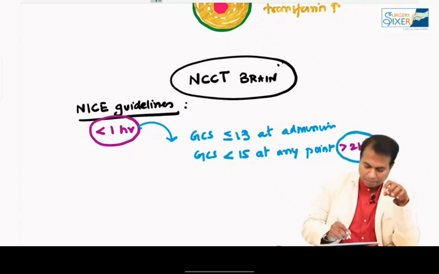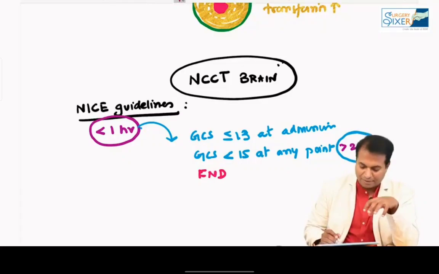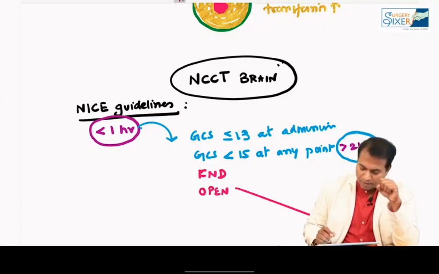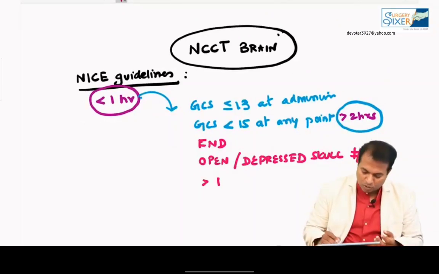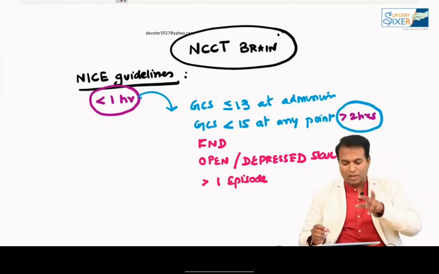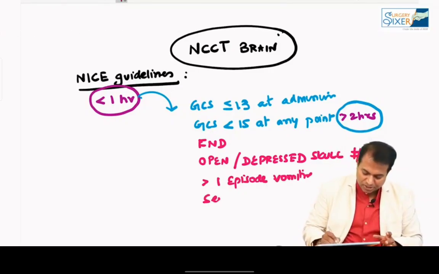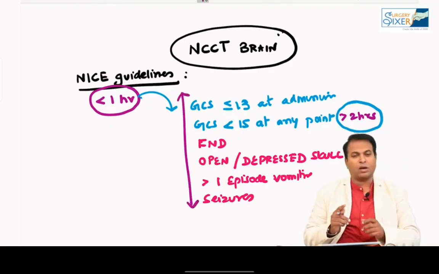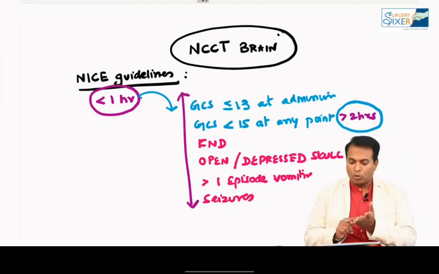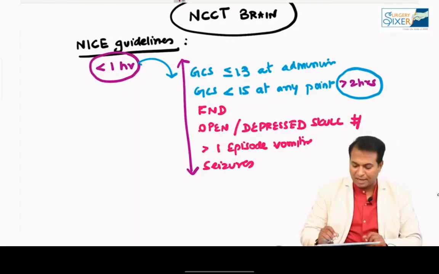Also, a patient having focal neurological deficit. Please remember, focal neurological deficit, open or depressed skull fractures, that is, an open fracture or depressed skull fracture. More than 1 episode of vomiting, not 1 episode, more than 1 episode of vomiting. Or the patient has seizures. So please remember, when will you take a CT scan within 1 hour in a head injury patient? GCS less than or equal to 13, less than 15 after 2 hours, focal neurological deficit, open or depressed skull fracture, more than 1 episode of vomiting, and seizures.